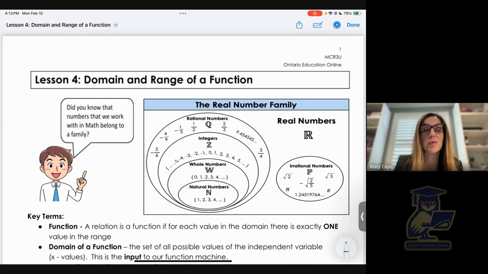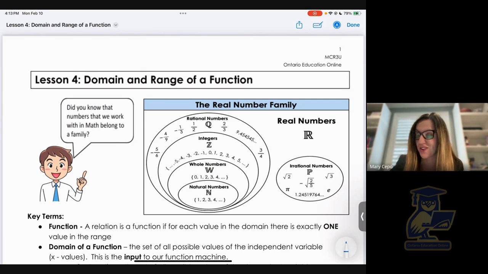In this lesson, we will be determining the domain and range of a function, and we're going to apply the knowledge to solve problems. Before we get started, it's important to remind ourselves about a few things. The one thing with domain and range of a function, we need to recall and remember all the way from grade 9, the real number system.